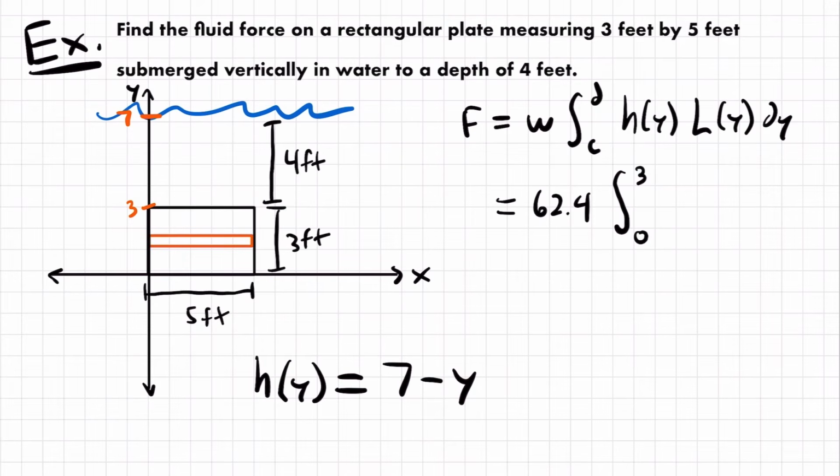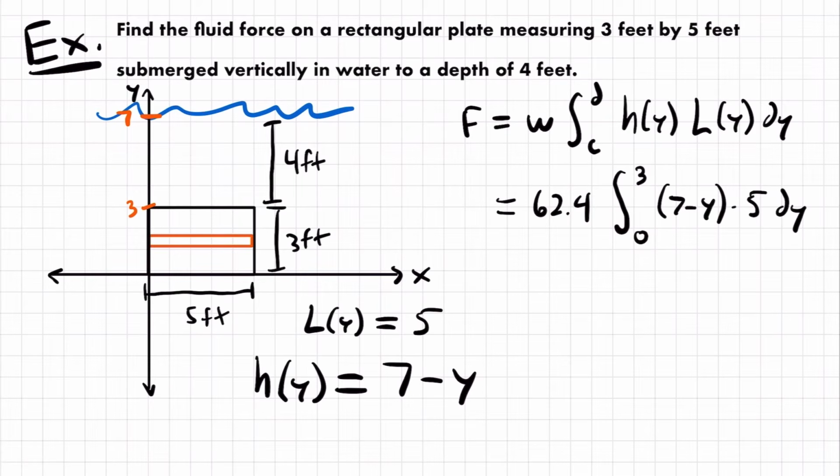Okay, and so I'll replace that for h of y in our definite integral, and so we'll have 7 minus y, and then we want to multiply by the length in terms of y, which actually isn't going to change from the first way that we solved this problem. The length of our rectangle, or of our surface, is still going to be a constant value of 5 feet. So the length in terms of y is still going to be equal to 5, and so we'll multiply 7 minus y by 5, and then multiply by dy. All right, and so now we have set up a definite integral that represents the fluid force on this rectangular plate that is 4 feet below the water.